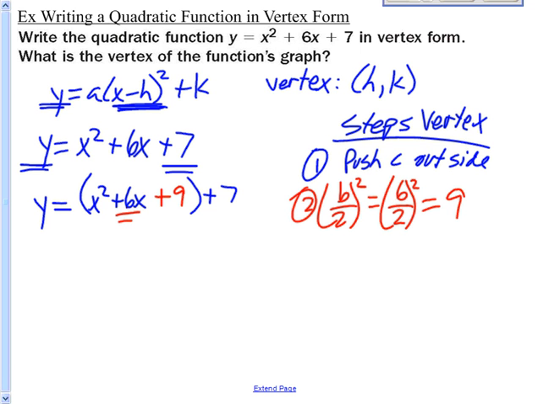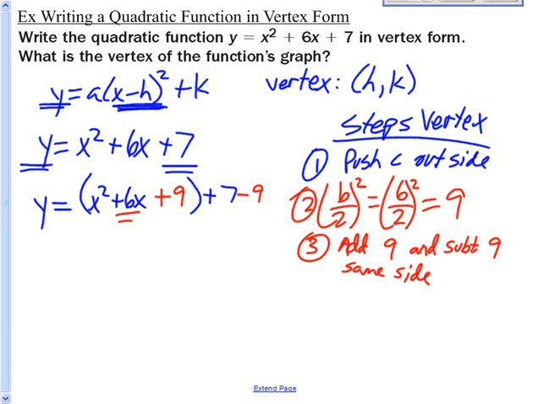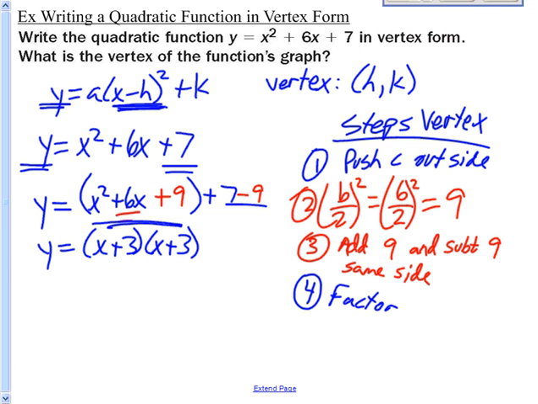Now I'm not going to add 9 over here to the y, okay, because I want y alone. So I'm going to offset it by subtracting 9. Okay, so we add 9 and subtract 9, same side. So I have to offset it, right? Because 9 minus 9 is 0. So I have not done anything to this. Now I go ahead and factor. So this thing ends up being x plus 3, x plus 3. Of course, 7 minus 9 is a minus 2. Write that as a perfect square.